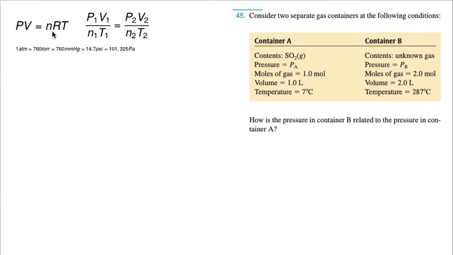So P is equal to nRT divided by V. Of course, we should convert temperature to Kelvin, but we've got volume in liters and moles already given, so we can solve for the pressure there. And then we would have to do a separate calculation for container B, using, again, the ideal gas law equation. And so solving for that pressure, right, then we can relate the pressures to each other in a ratio.